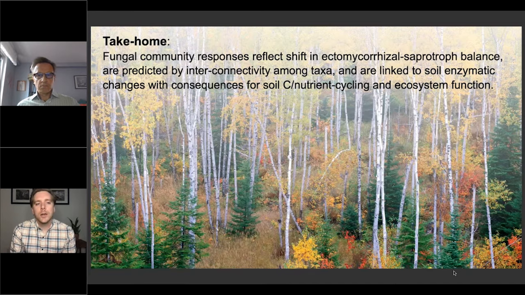So the take home here is that fungal community shifts really reflected this shifting balance of fungal mutualists like ectomycorrhizae to the more free living fungal decomposers, the saprotrophs, and that these community shifts can actually be predicted by the interconnectivity of taxa in the samples. Community shifts are also linked to changes in soil enzymatic function, which of course have consequences for the degradation of organic matter and soil carbon cycling in ecosystem function here.